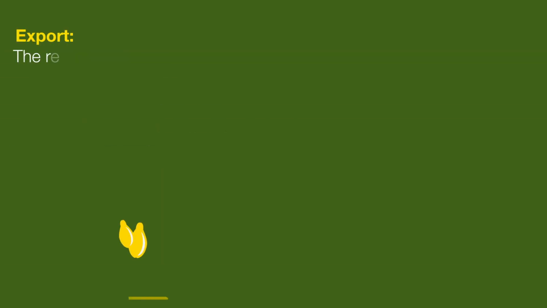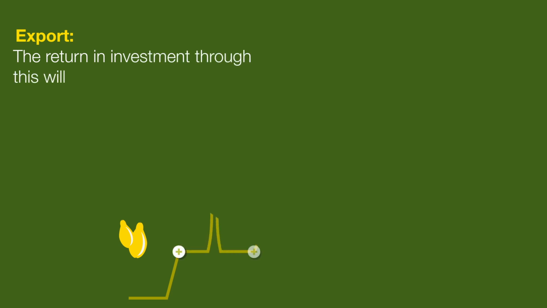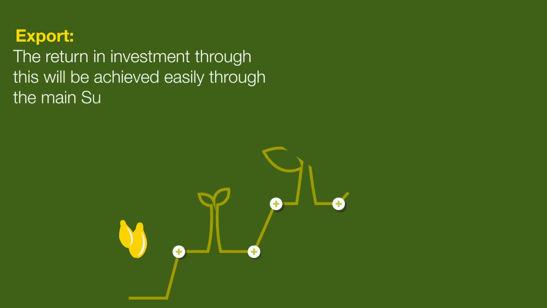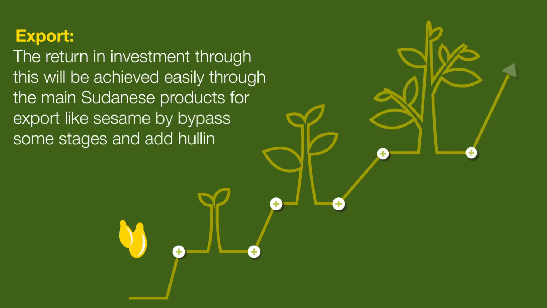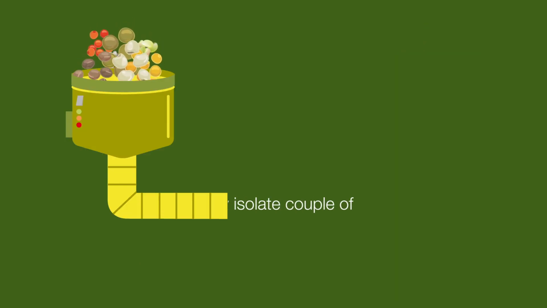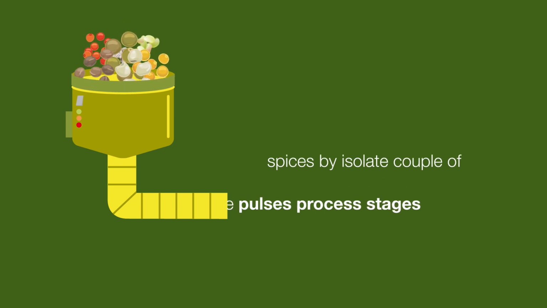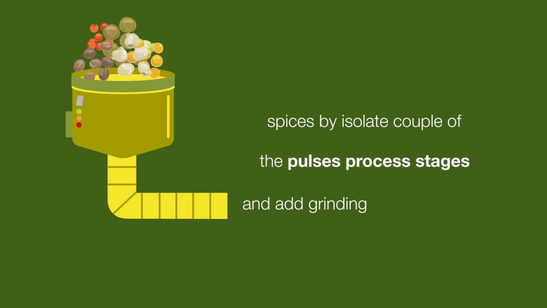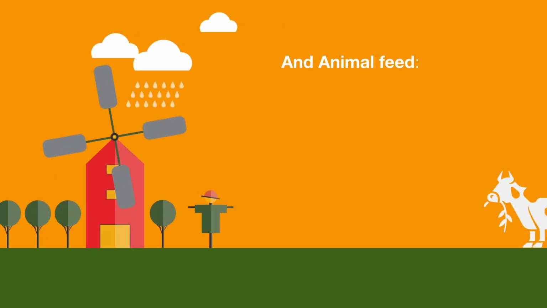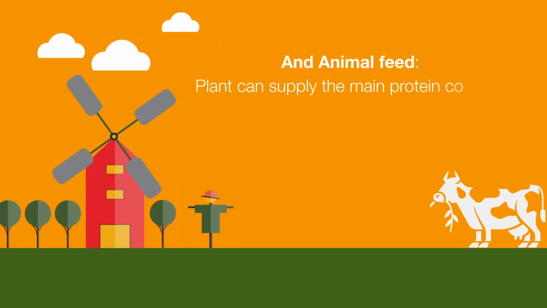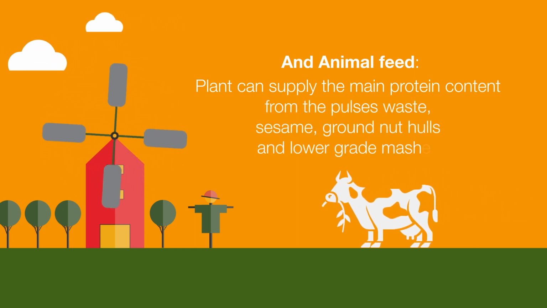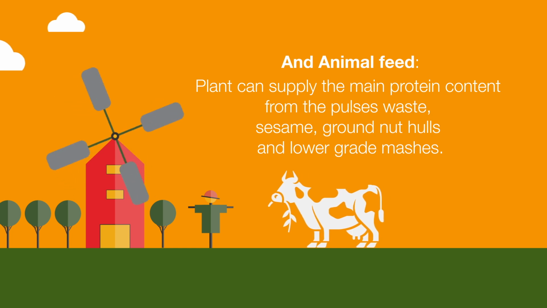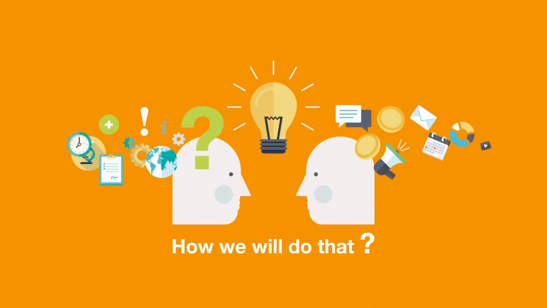Export. The return on investment through this will be achieved easily through the main Sudanese products for export, like sesame, by bypassing some stages and adding hulling, spices by isolating a couple of the pulses processing stages and adding grinding. And animal feed. The plant can supply the main protein content from the pulses waste, sesame, groundnut hulls and lower grade mashes. How will we do that?